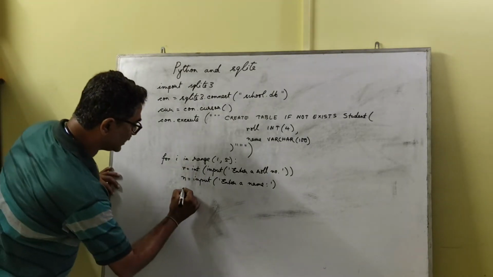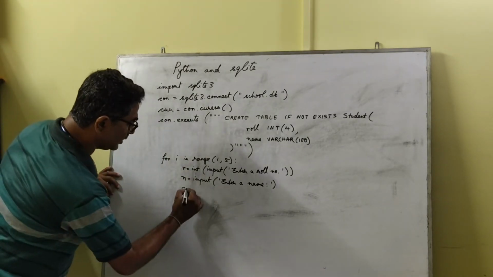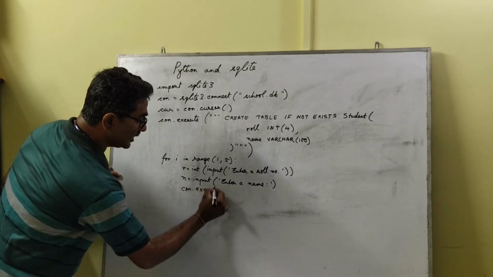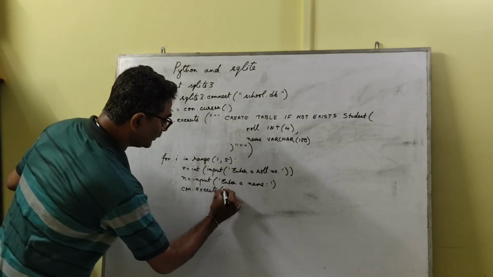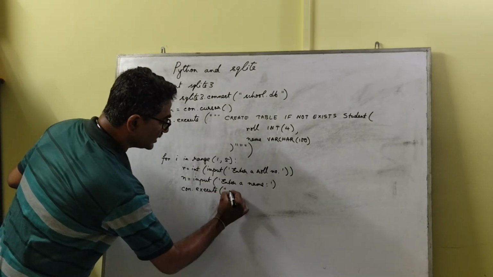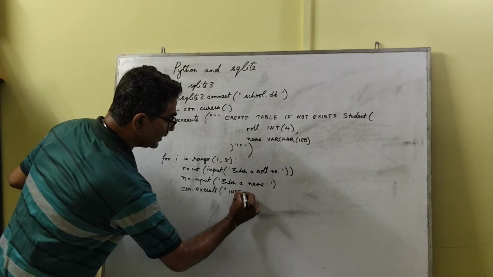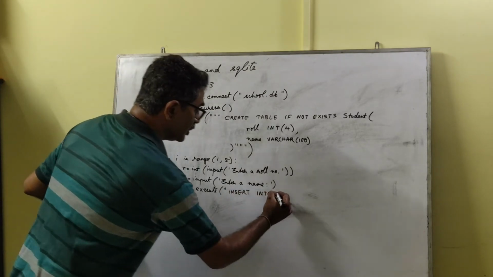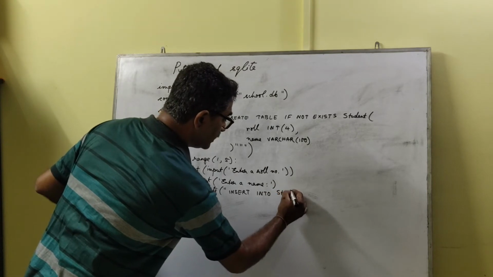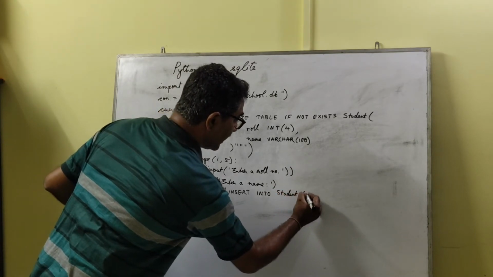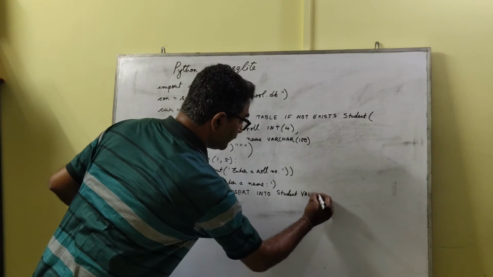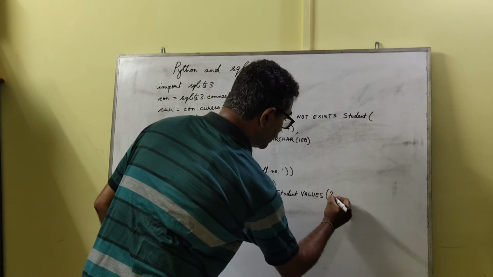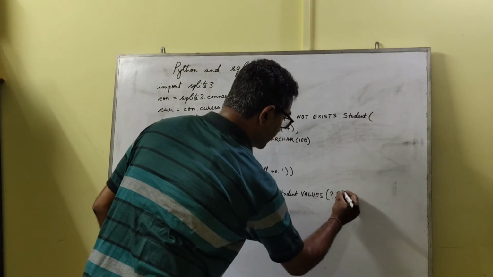Now look at the way we do it. Again, connection dot execute. Execute is the function to execute any SQL query. We can write insert into student values, and then we put 2 question marks.